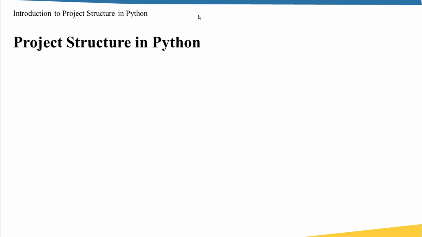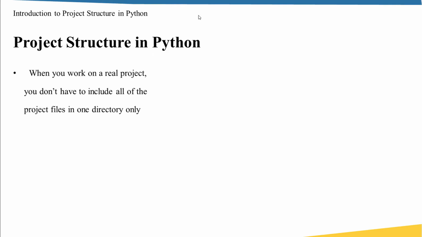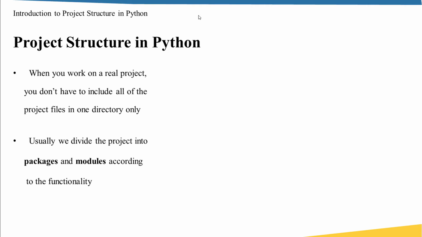First of all, let's talk about project structure in Python. Usually, when we work on a real project, we don't include all of the project files inside one directory only. However, we divide our project files into multiple packages and modules, or in other words, into multiple folders and files. And this division happens according to functionality. Usually, we do this division because it's better for project understandability and maintainability. To understand what I mean better, let me show you an example.